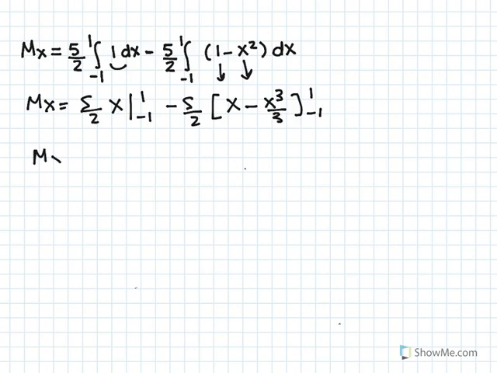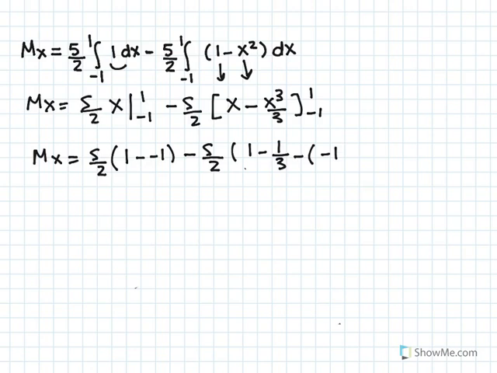So the moment with respect to the x-axis is equal to 5 over 2 times, put the upper limit in, we get 1, minus 5 over 2, put the upper limit in, we get 1 minus 1/3. Now put the lower limit in, we get -1, and minus 1 cubed is -1 plus 1/3.